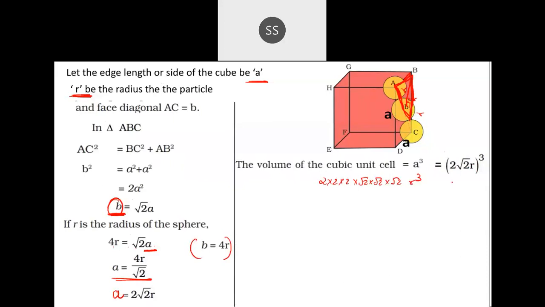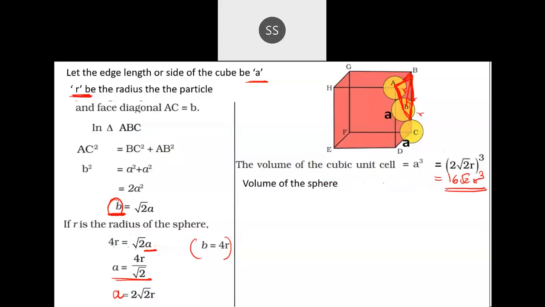Okay, so this value will come out as how much? 2 into 2 into 2, that will be 8. Correct? And root 2 into root 2 is 2. So 8 into 2 will be 16. Yeah, 16 root 2. So you will get this value as 16. I'll write it over here. This will come as 16 root 2 R the whole cube.